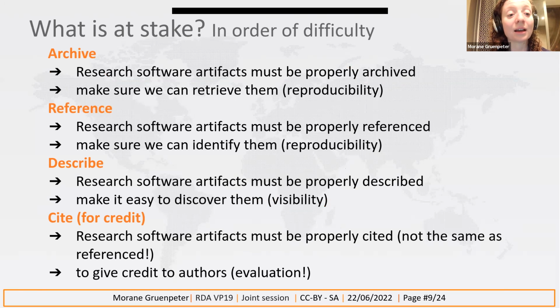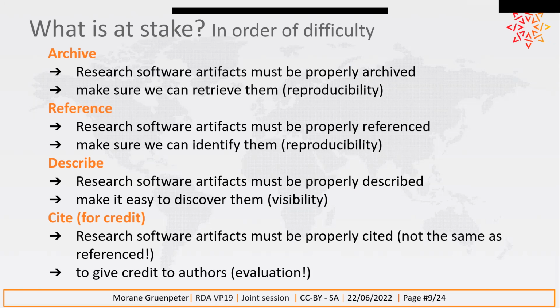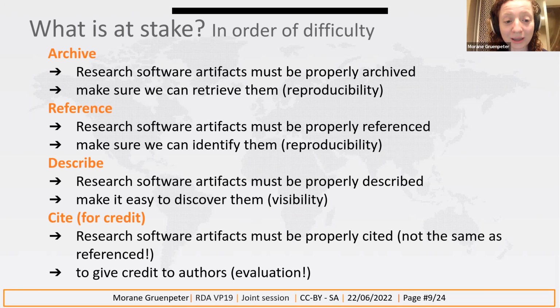What is at stake? We have, as I said on the first slide, 4 actions that we want to make sure are possible with this infrastructure, which are: archive, so that the artifacts do not disappear. Reference, so we have a proper identifier to the artifact itself, not only to a record containing metadata, but also to the artifact itself. Describe, these artifacts should be described with correct, quality metadata, so it will be easier to discover them for their visibility, but also to keep the context of these artifacts.